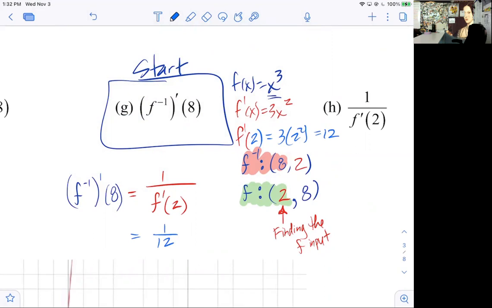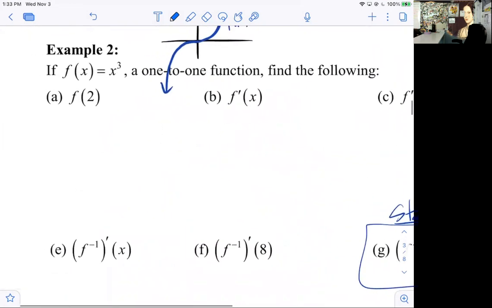If you're asked to find the derivative of an inverse at 8, you need to find what the input is for the given function. Then all you got to do is take its derivative, plug in the new input that you found, and flip it. Okay? And flip it. Now, of course, that's not the only way to do it. Here's the other way to do it. That's what the rest of this problem is. And I'll just kind of cut to the chase.